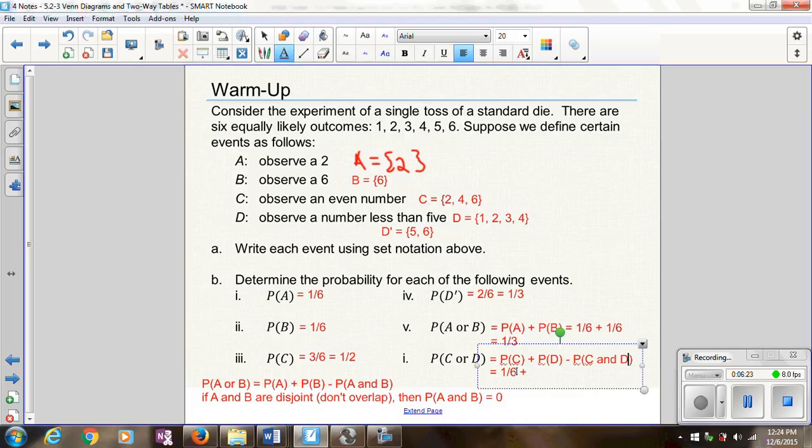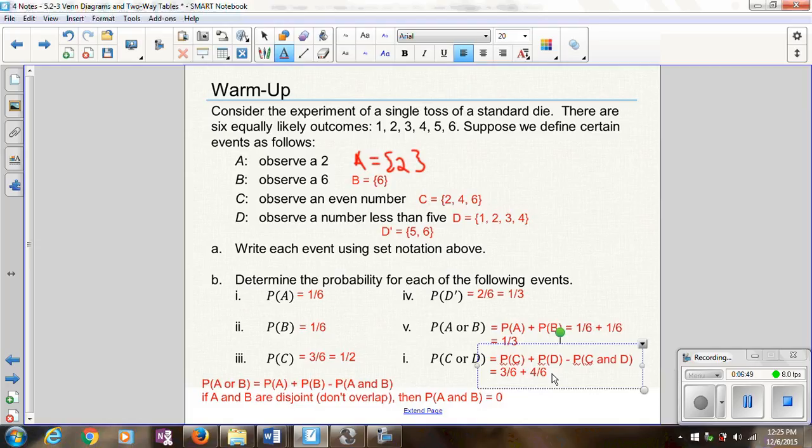The probability of C we found to be 1/2. And the probability of D, so D is up here, we know that there are 4 outcomes in D. There's no overlap, so that would be 4/6, or 2/3. Let's say they have a common denominator. We'll say event C would be 3 out of 6.